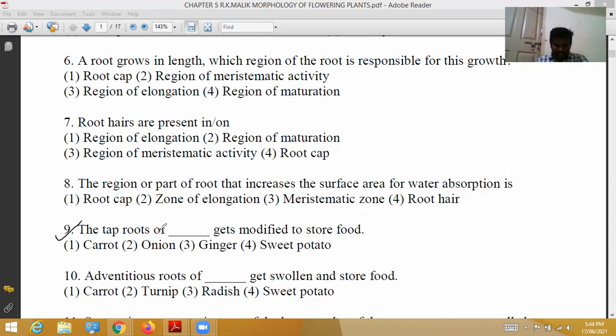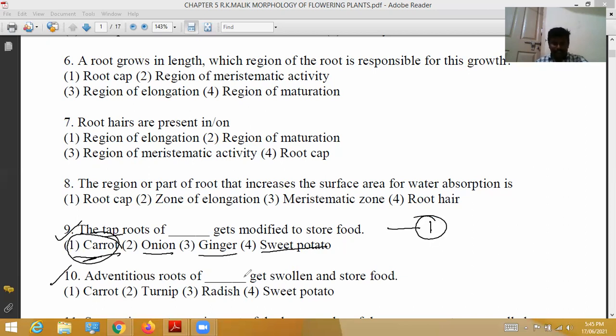Okay, next, the 9th question. The tap roots of dash get modified to store food. Tap roots of carrot get modified to store food material, so it is the correct option. Onion roots, no; ginger, no; sweet potato, no. So for the 9th question, the correct option is the first.